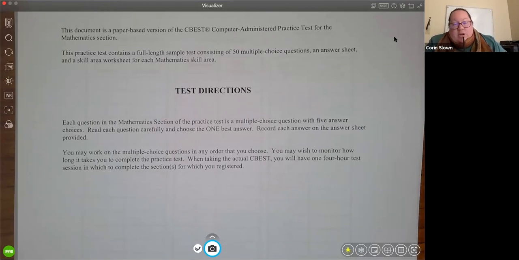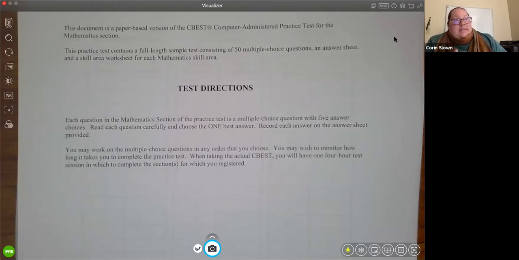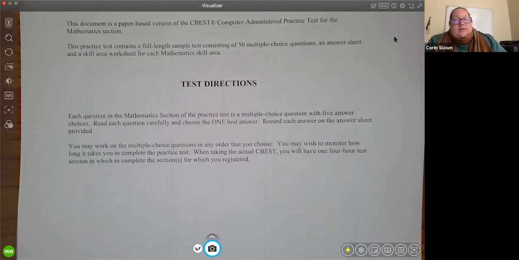Great question from Taylor. You cannot use a calculator on the CBEST test. Now, here's the really good news about that. That means that whatever math they give you has to be math that doesn't require a calculator. So in that way, we're going to practice some strategies to help. But if you're used to doing math with a calculator, you definitely want to account for that in terms of time.